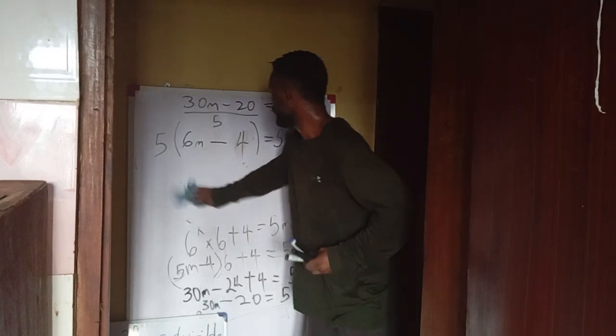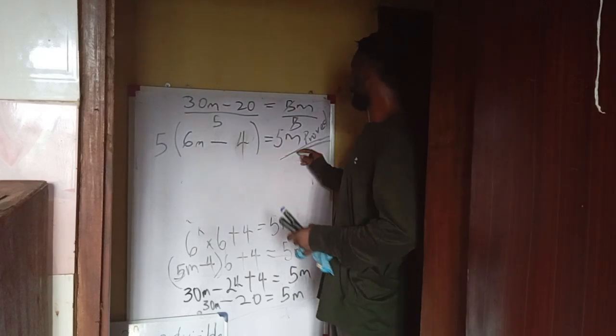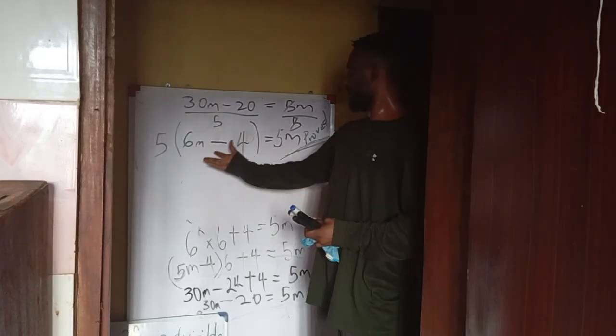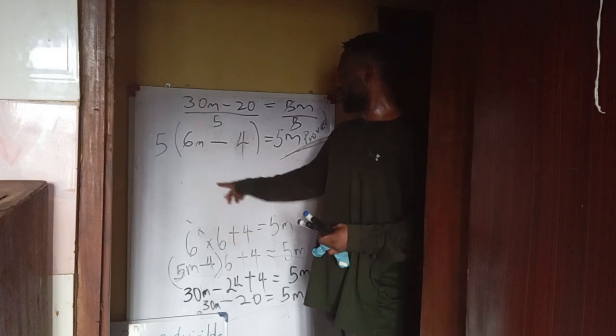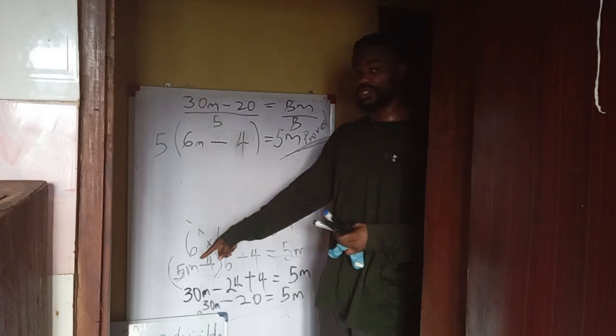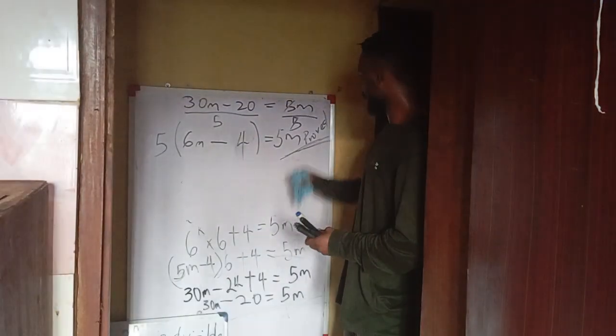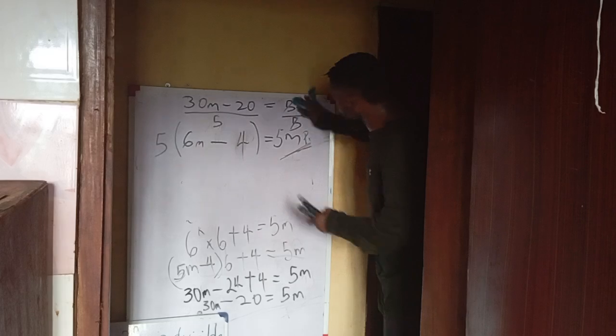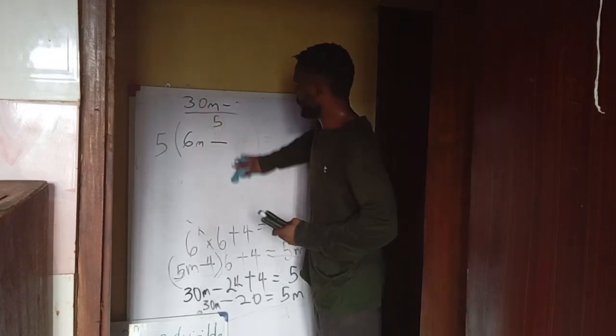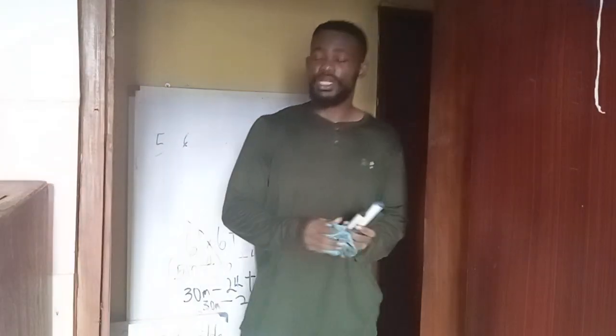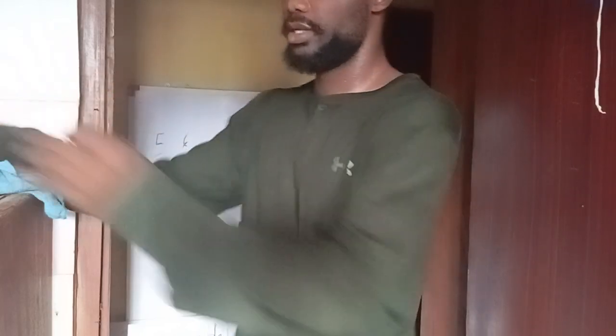So we've been able to prove this, which means that the value 6 raised to power n plus 4 is divisible by 5. Alright, so let's solve the last one. To solve this last one, I really need to review my math.